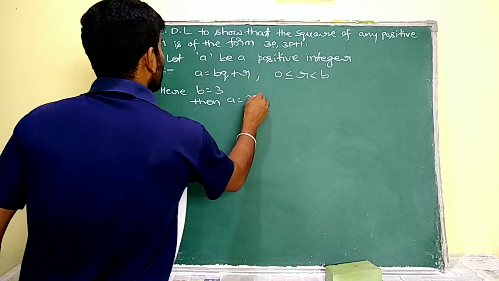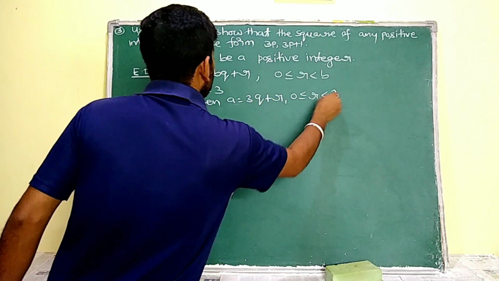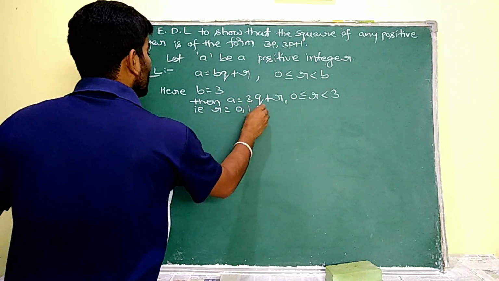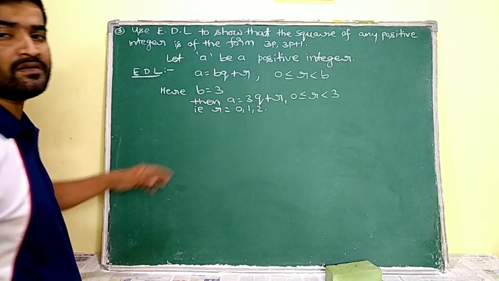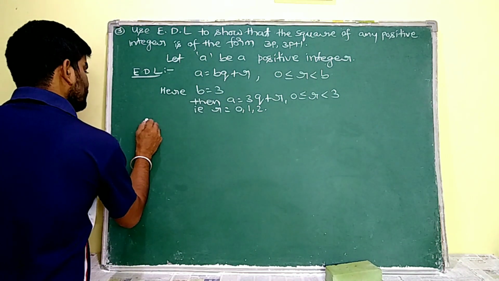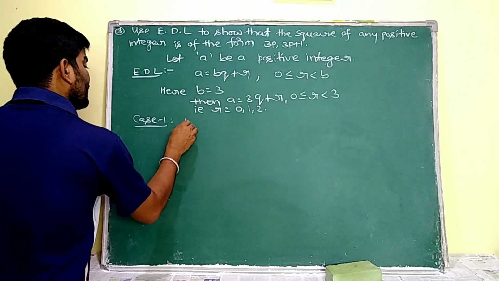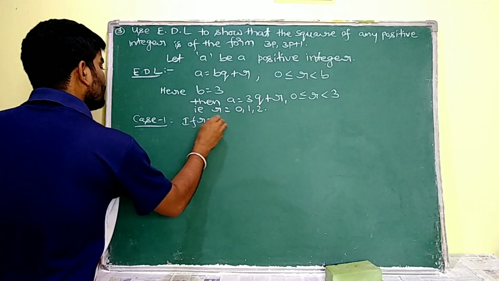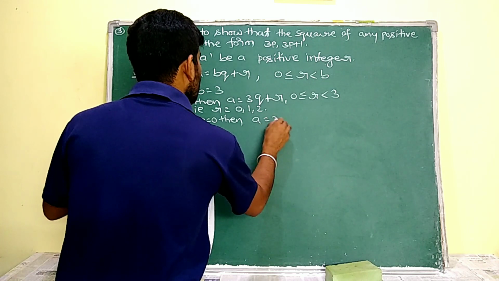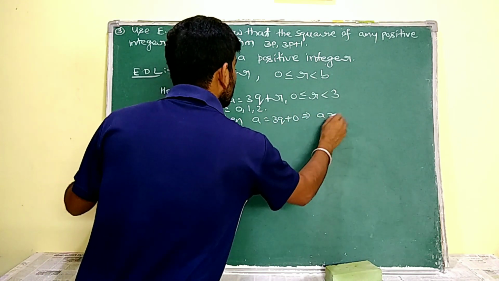Then a is equal to 3 into q plus r, where 0 is less than or equal to r is less than 3. That is, the r value here is equal to 0, 1, 2, because the r values are from 0 to less than b. Now here I am going to write case 1. If r is equal to 0, then a is equal to 3q plus 0. That implies a is equal to 3q.